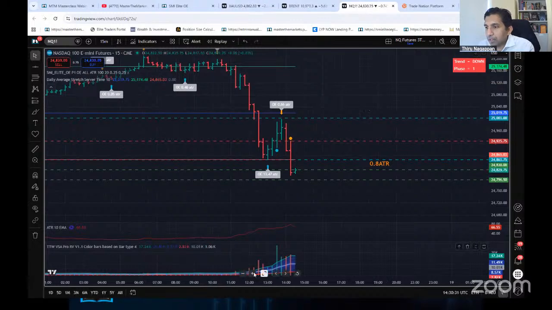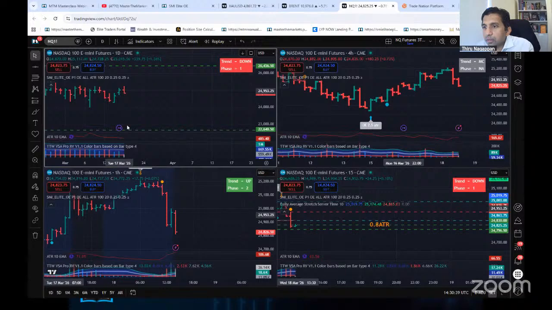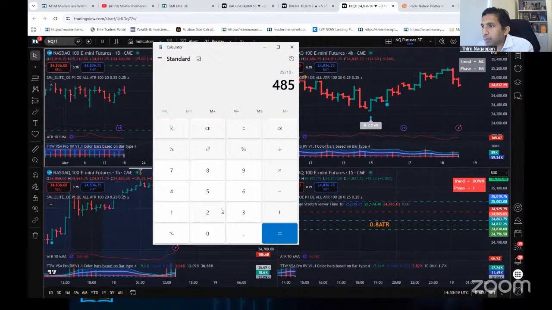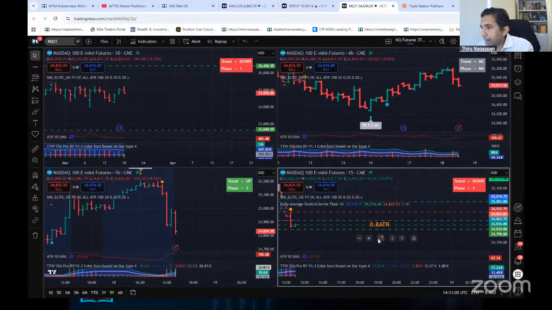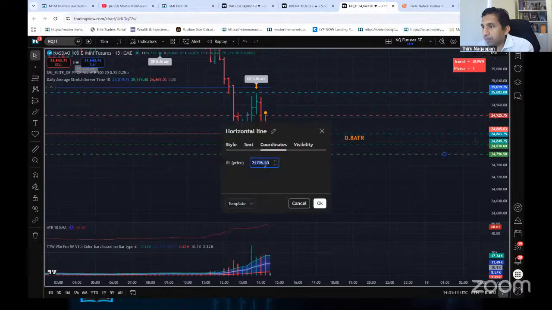Now, 0.8 ATR is that one there. And then if I want to do a second target, we'll see how it goes. Momentum is quite good. I did 0.8, didn't I? This one is 485. So if I were to do that, 25,210 minus the 485. Let me just do 485, or we can do 486. 24,724. That's where it would do 1 ATR.